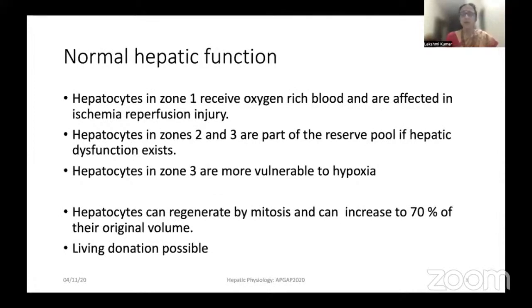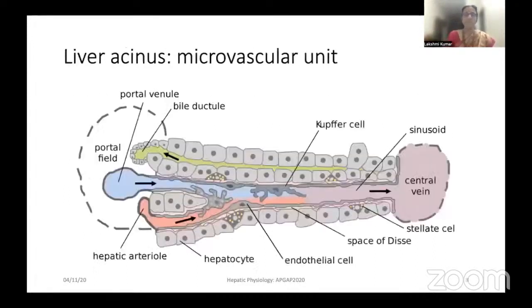So in the background, you know that there is a different function of the hepatocytes. The hepatocytes in zone 1, which actually surround the portal triad, are rich in oxygen and do a lot of the oxidative functions as well as the metabolism of the liver. As you move further, this reserve pool gets depleted and they're more vulnerable to hypoxia. The unique nature of the liver is that it can regenerate by mitosis, and this is why an adult donor can donate nearly 70% of his liver and recover up to 90% of the native liver after removal.